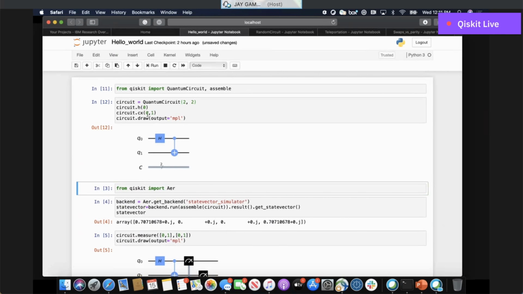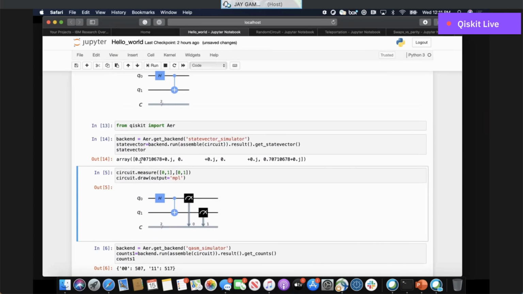You apply your Hadamard to your first one, then you apply a CX gate to qubits 0 and 1, and then you can make the circuit as we described before. If we run this through our simulator, we can quickly simulate this and find that we get this superposition that I described before of 0,0 plus 1,1.